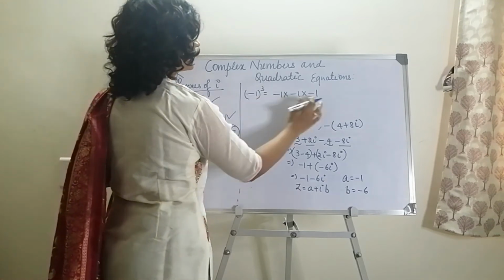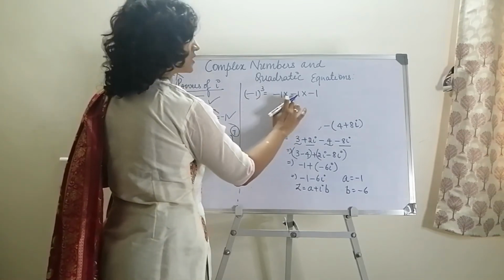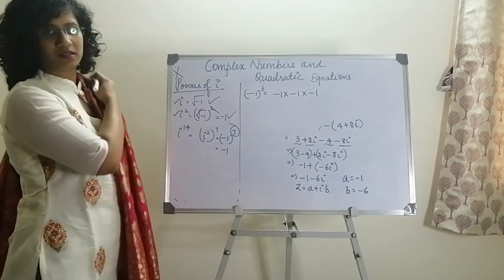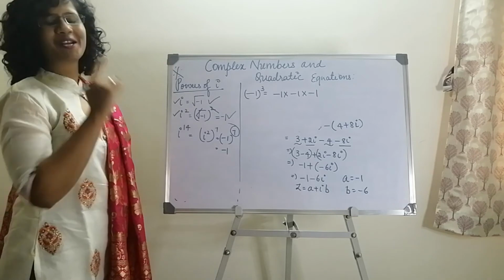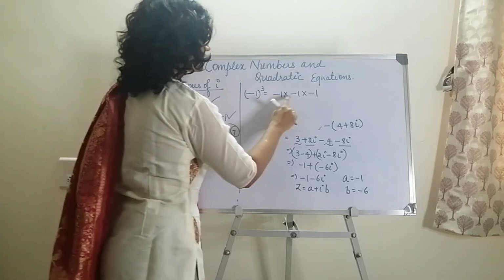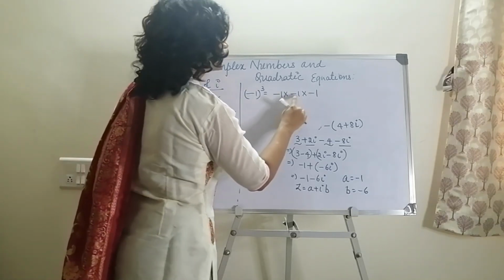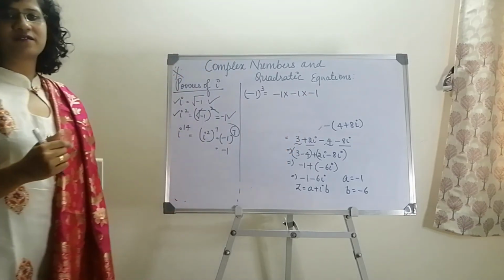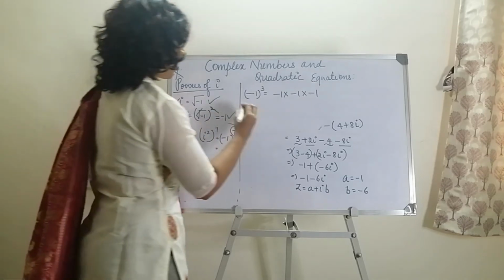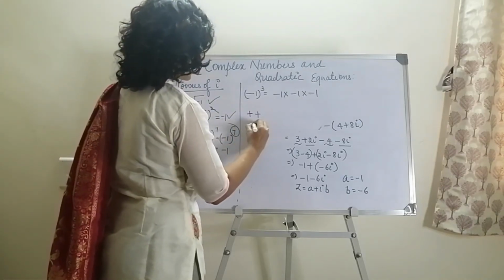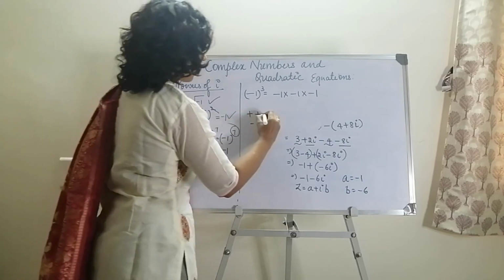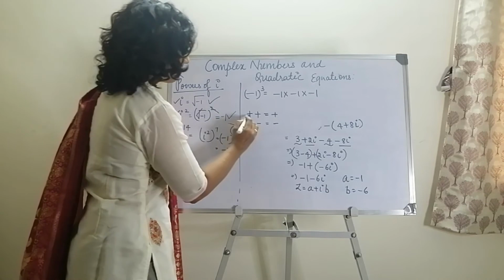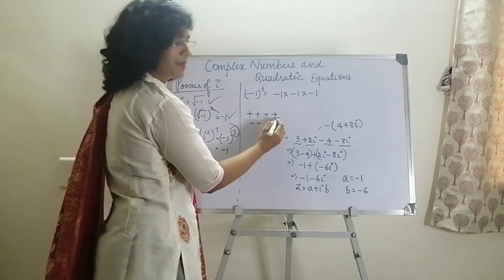We all know the sign convention. Minus into minus will become plus, plus into minus will always be minus. People who still have doubts with sign conventions, whenever you have like signs, you will always end up with the same sign. Plus into plus will always be plus.